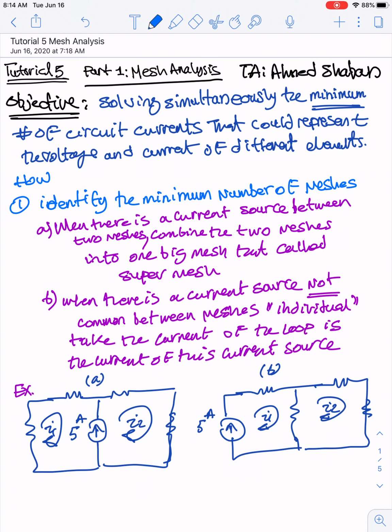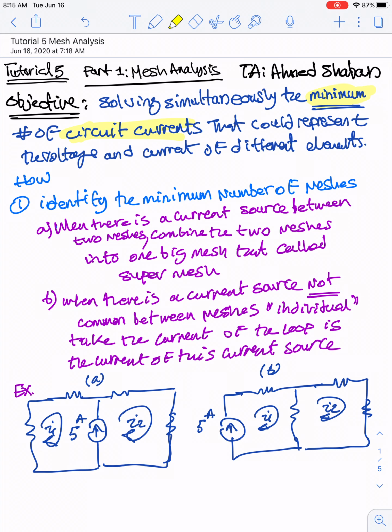Mesh analysis is really similar to nodal analysis. However, in mesh analysis, we are interested in finding the minimum number of circuit currents. This is in contrast to nodal analysis, where we were interested in finding the minimum number of voltage nodes. Here we are interested in the circuit currents that could represent the voltage and the current of different elements. So how can we do mesh analysis on a given circuit?